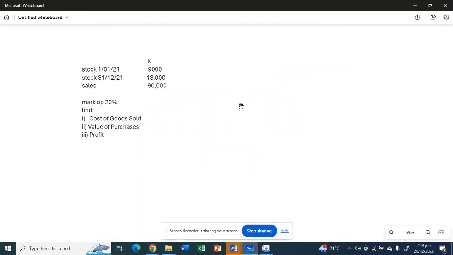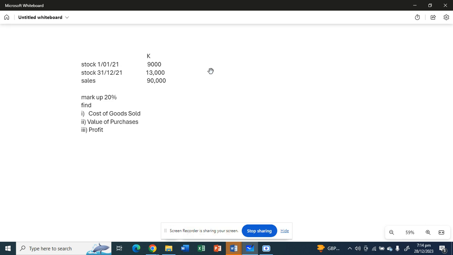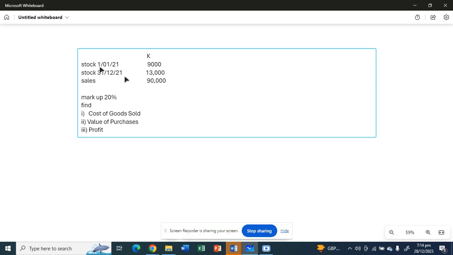All right, so we're going to apply the principles which we learned about markups and margins in this type of question. This is under incomplete records, right? This is information for a business. The opening stock was 9,000. The closing stock, which is the stock they remained with at the end of the year, was worth 13,000. They made sales worth 90,000. And this business has a markup of 20%. They're asking us to find the cost of goods sold, the value of purchases, and the profit.